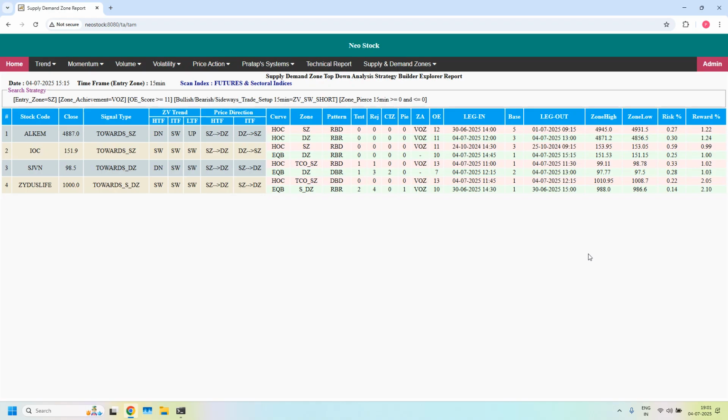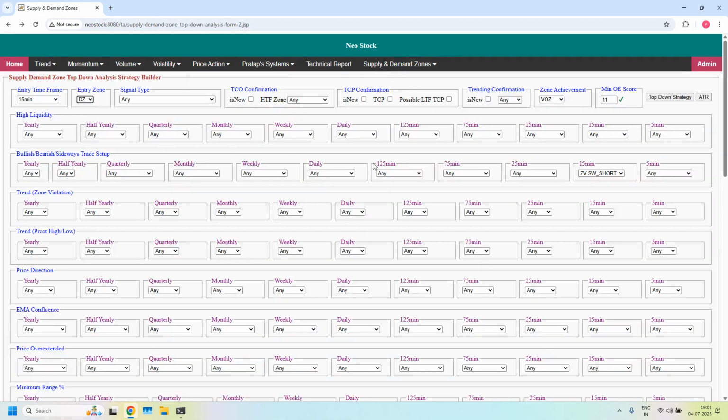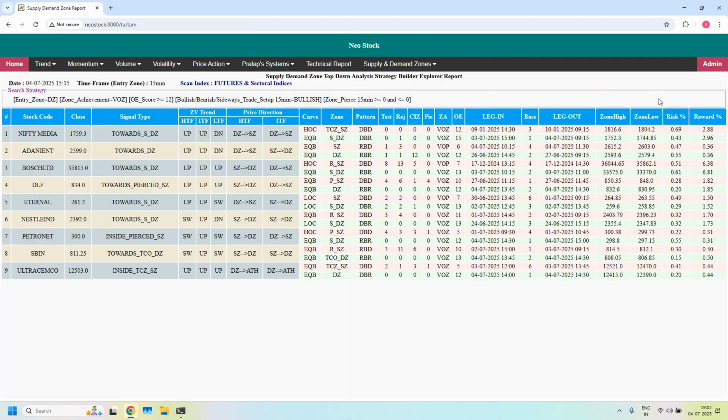Okay. Next, bullish trade setup for daily income trade. The changes are 15 minutes demand zone and also here bullish. And one more change, minimum odd enhancer score should be 12. So with these filters, we got 9 stocks. All these 9 stocks are supporting bullish trade setup for daily income trade. And entry time frame zones are 15 minutes demand zones. So we got total 9 stocks.